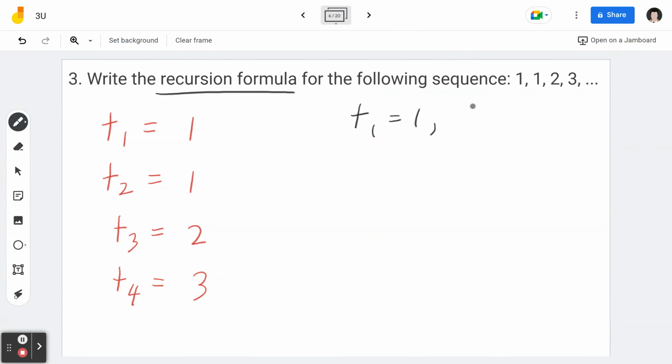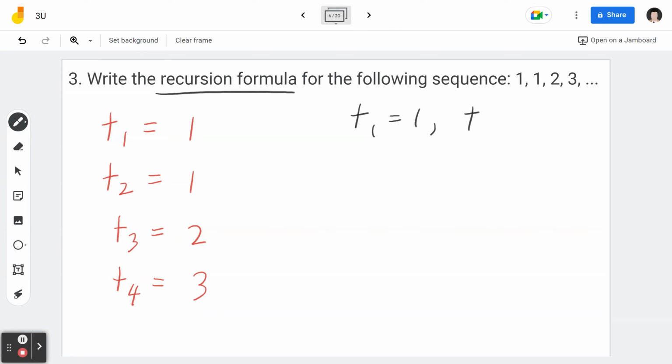Well, what about the next part? How do I describe the next term using the previous term? Or how do I describe the next term with the current term and the previous term and so on? So let's say this in a sentence. If you can say this in a sentence, you can definitely write it in math.